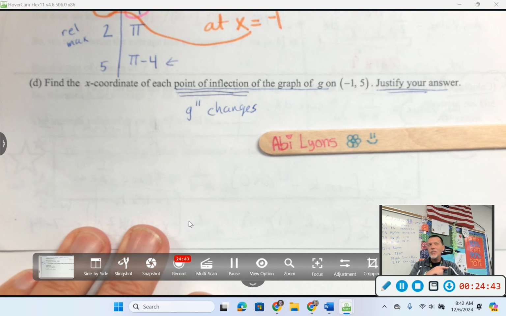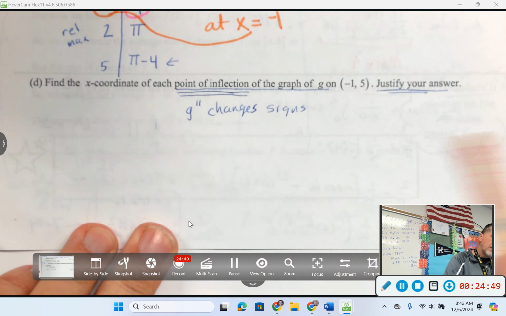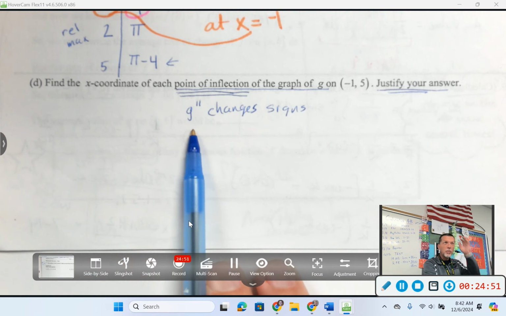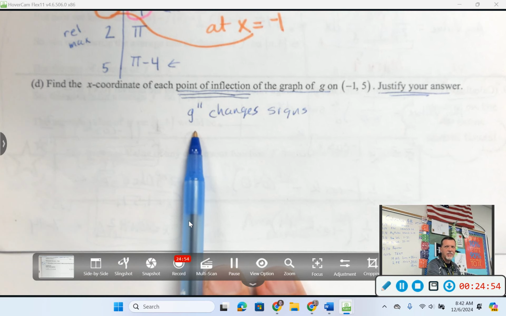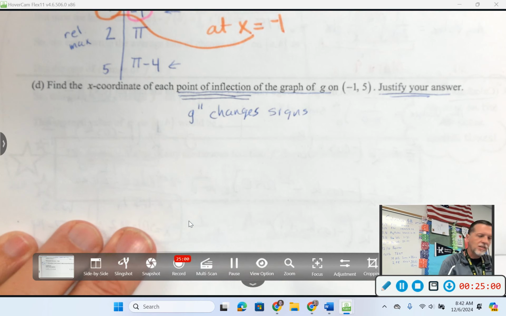Changes sign, but that's different than increasing to decreasing. Okay? So changes signs. If you had said G prime changes from increasing to decreasing, that would be right, but that's a little more confusing way to think of it. Let's just stick with G double prime changes signs.